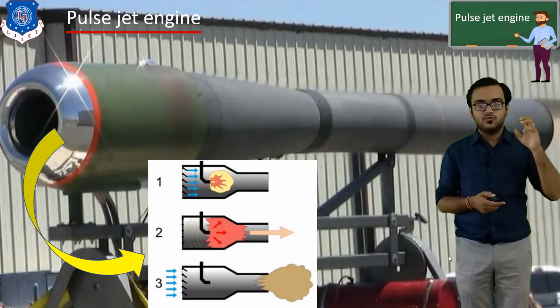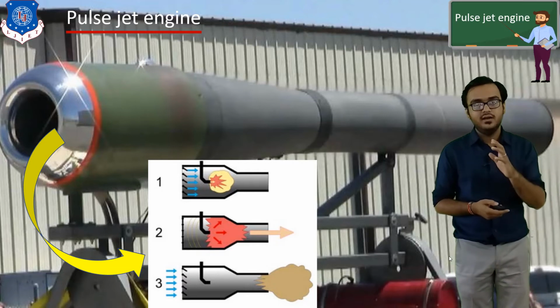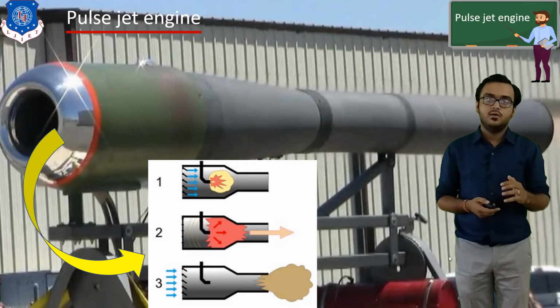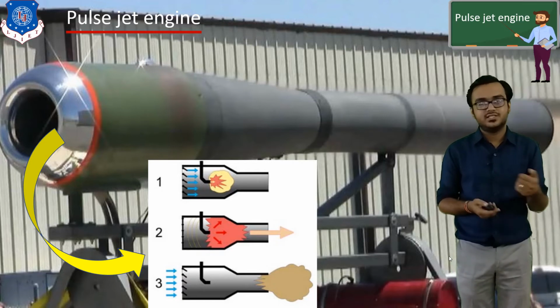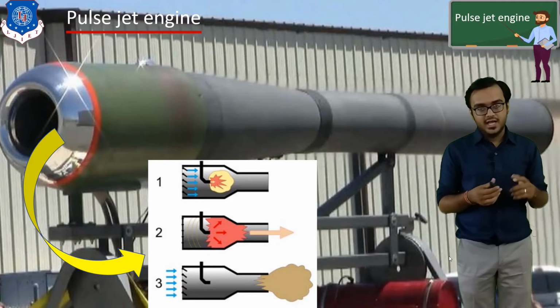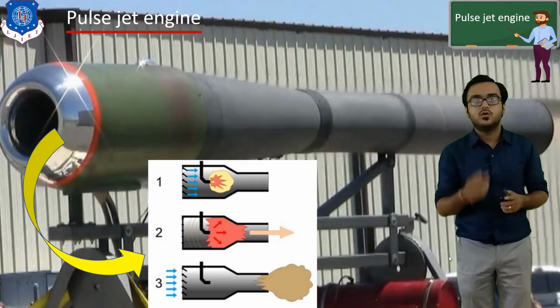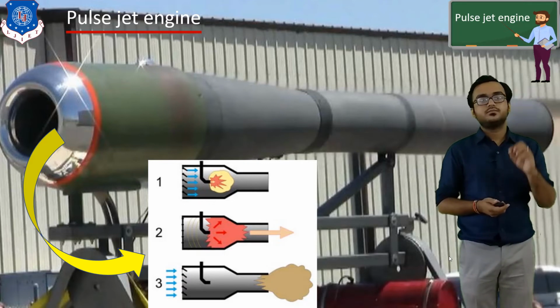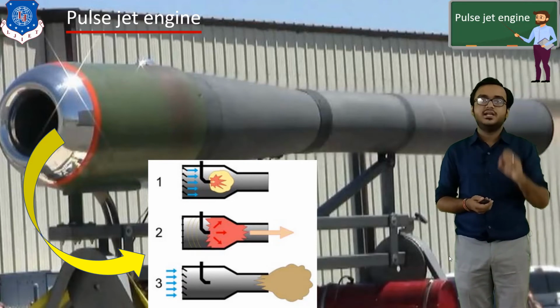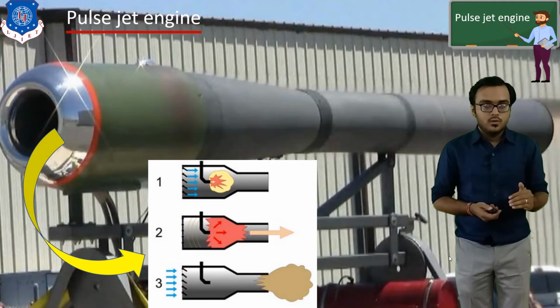So there is a flow of jet from the backward side, and according to Newton's statement, to every action there is a reaction in the opposite direction. As the jet leaves from the backward side, the aeroplane will move toward the forward side. So that is all about the pulse jet engine, and in the pulse jet engine we also have a valve system.